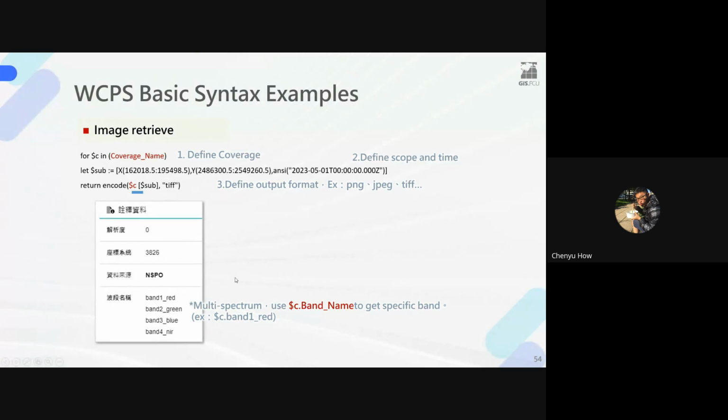Then finally designate the desired data output format. So with these three simple lines, you can get the image from the data cube. And for multispectral data, you can use the band name to get a specific band.